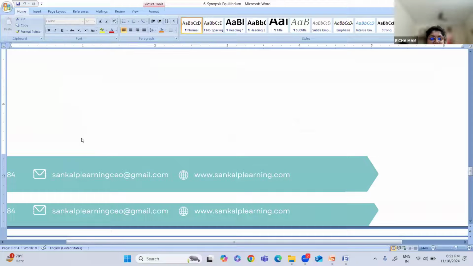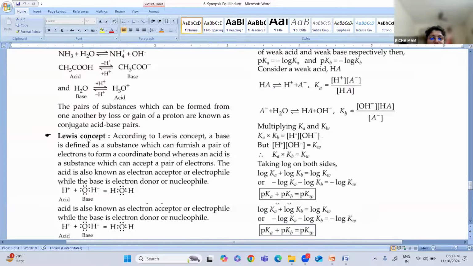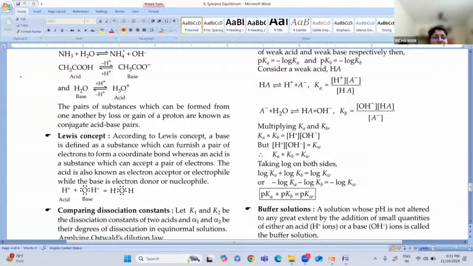Next is the Lewis concept. According to Lewis, what do you mean by acid? An acid is a substance which accepts a pair of electrons, and a base is a substance which will donate a pair of electrons.